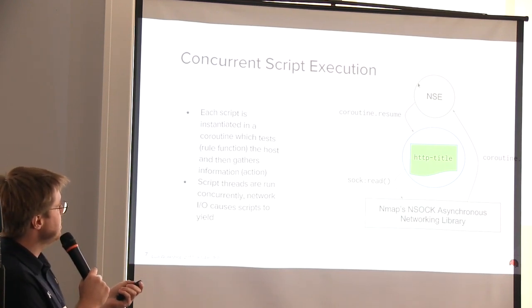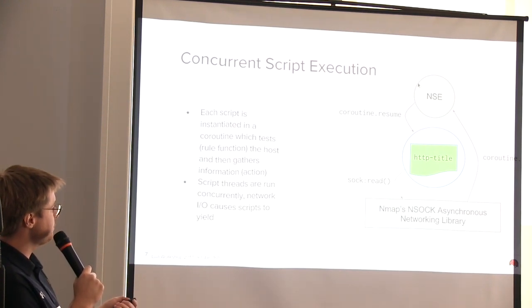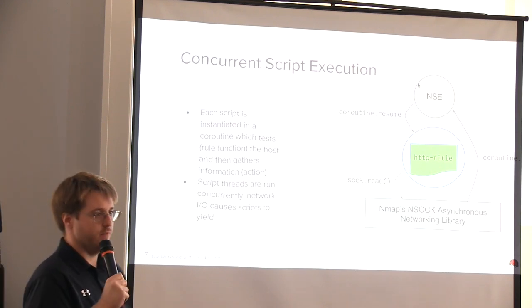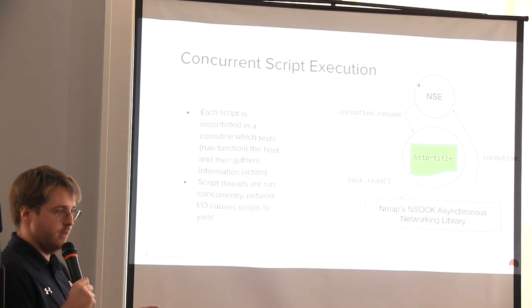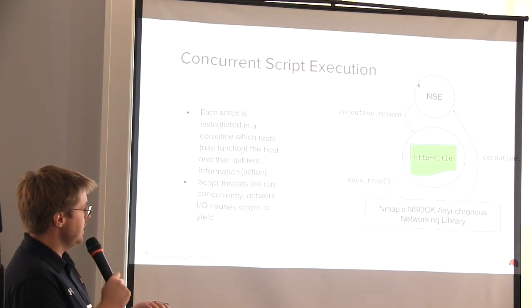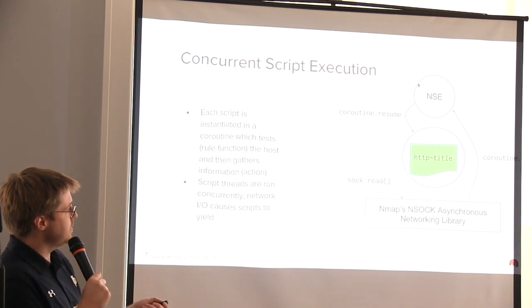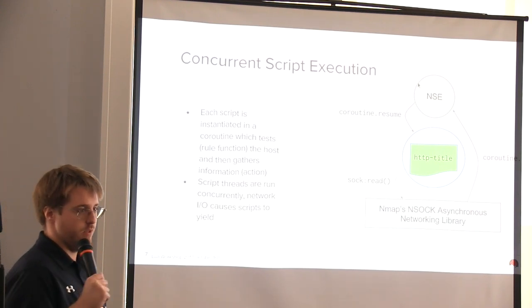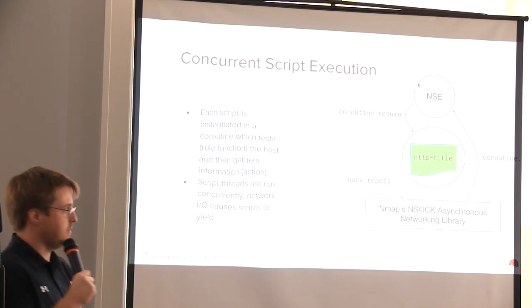So the Nmap scripting engine first resumes the HTTP title, and then in the HTTP library, it's going to do socket writes and socket reads. Anytime we have a blocking network operation in our C++ NSOCK library, it's going to yield the script back to the Nmap scripting engine, and the scripting engine runs something else while that's going on.